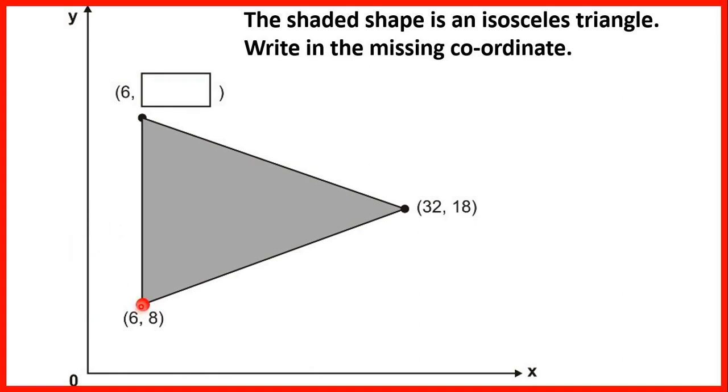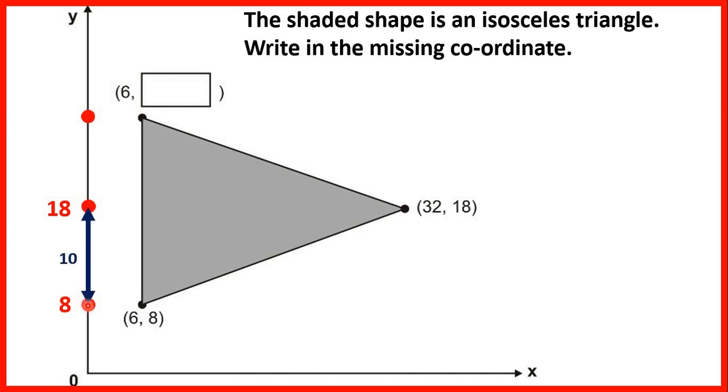So if we take this point here, we can see that the y-coordinate is 8, and if we take this point here, we can see that the y-coordinate is 18. But we need to know the y-coordinate for this point here. Now we're told that the shape is an isosceles triangle, and with an isosceles triangle, we have a line of symmetry down the middle, so we have the same on both sides.